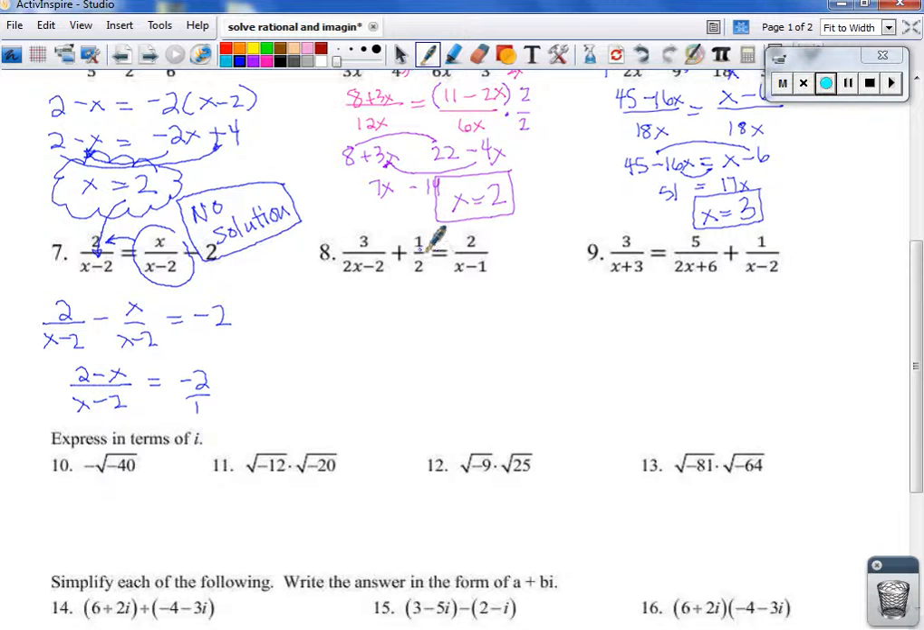Okay, moving on. Let's see, what shall we do here? Notice we have a 2x minus 2 denominator.